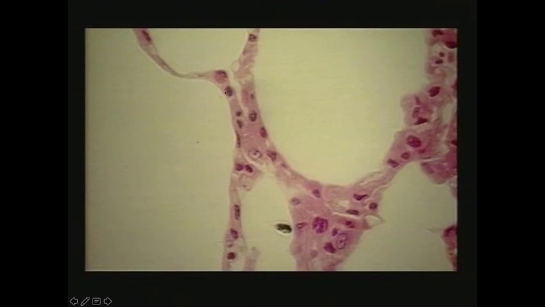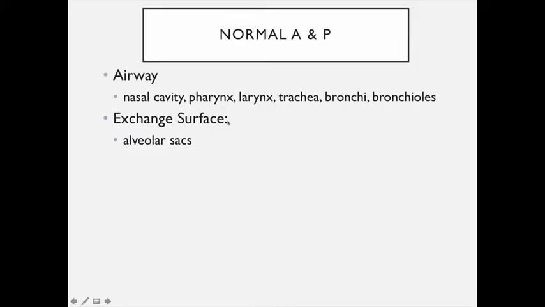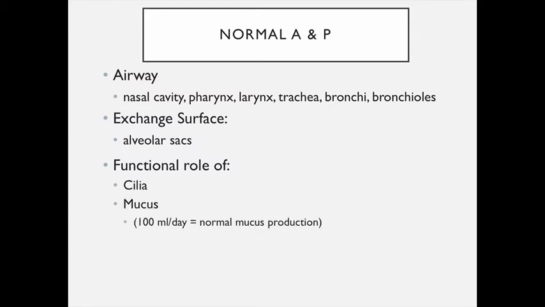So, when you learn about pathology in relationship to the respiratory tract, a lot of it affects this location, this respiratory membrane. All right, so our exchange surfaces are the alveolar sacs. We already talked about the cilia and the mucus, but we'll look at some more pictures. Normal mucus production is about 100 mils a day, which is not very much.